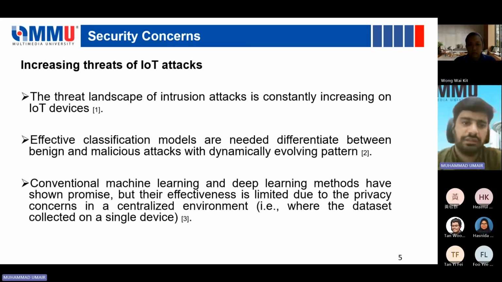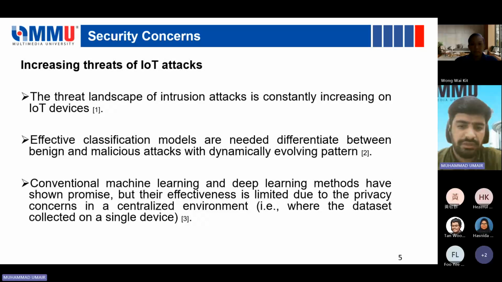Because my thesis is related to cybersecurity, I deal with the security concerns problem, and I did my work in this area. Nowadays we see increasing threats of IoT attacks. The threat landscape of intrusion attacks on IoT devices is constantly evolving and increasing. There is a need for effective classification models that are able to differentiate between benign, which is normal, and malicious attacks with dynamically evolving patterns of those IoT attacks.